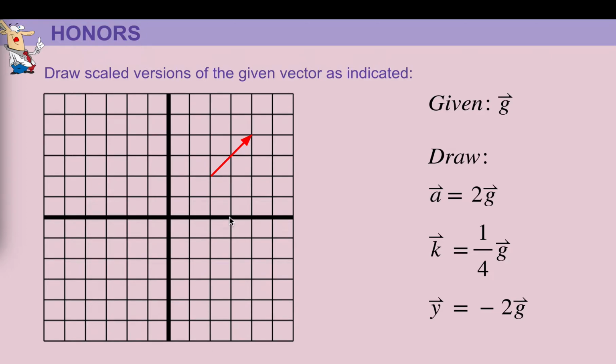So we've been given G. I didn't write it down here, but I'll do it now. So this is the vector G, and it is 2 in the x direction and 2 in the y direction. So we want to draw these three vectors.